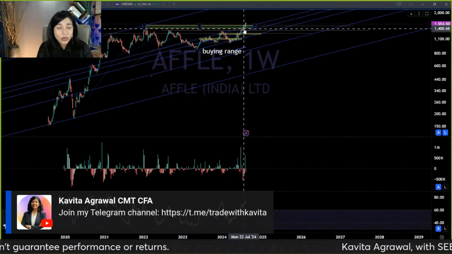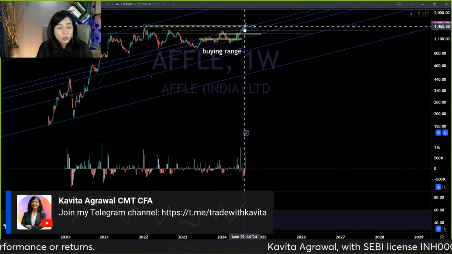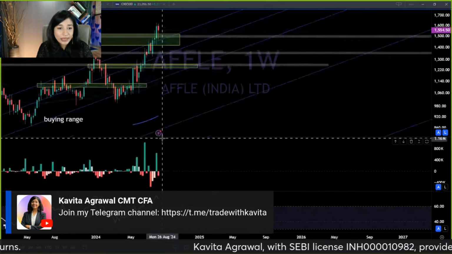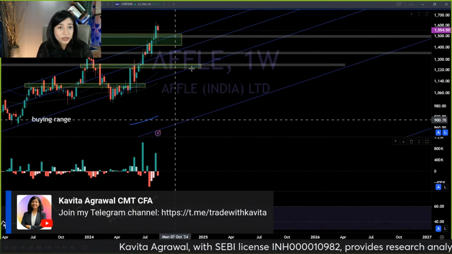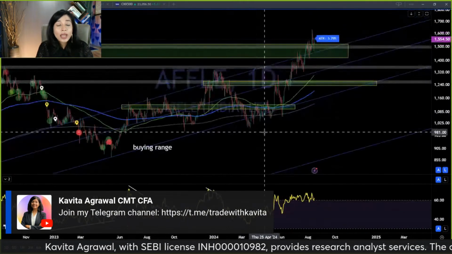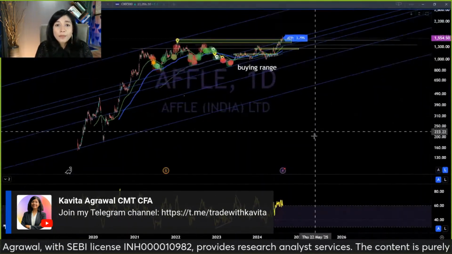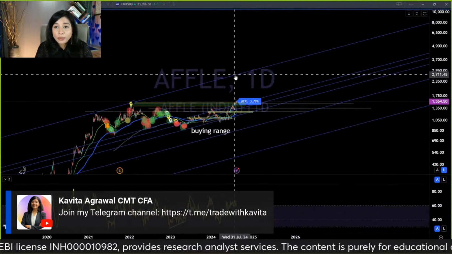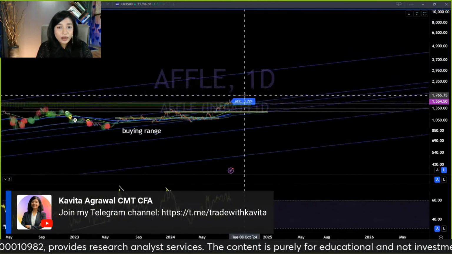The stock has broken out above its lifetime high with very good volumes as per the weekly time frame. Volume activity suggests this uptrend that's unfolding is a whole new leg of rally. My target on Affle would be around the level of 2700, right?